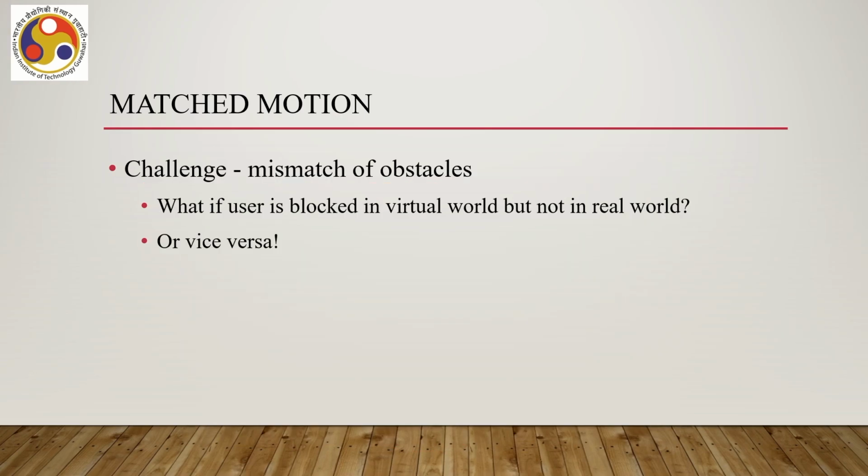Now, when implementing an immersive experience, if it is not carefully done, then there can be a mismatch of obstacles. Say for example, a user can be blocked in the virtual world, but not in the real world. So, within that zone there is no physical obstacle, but in the virtual world there may be some virtual obstacle. What happens in such a case? Or vice versa, that is, there is a physical obstacle in the matched zone, whereas there is no such obstacle in the virtual zone. What happens in such a case? So, that is a challenge to deal with.